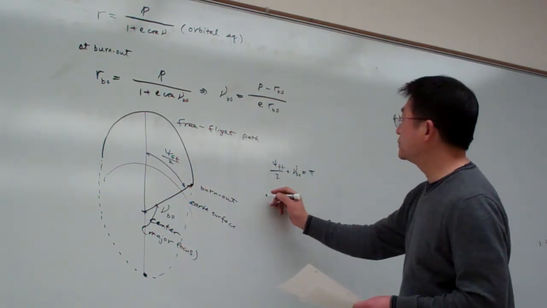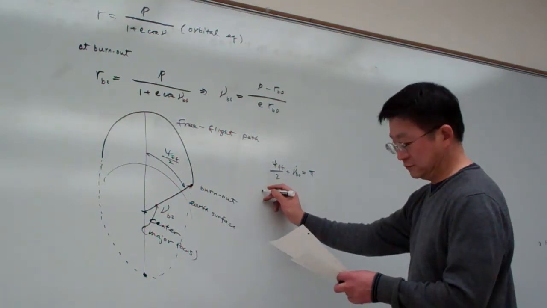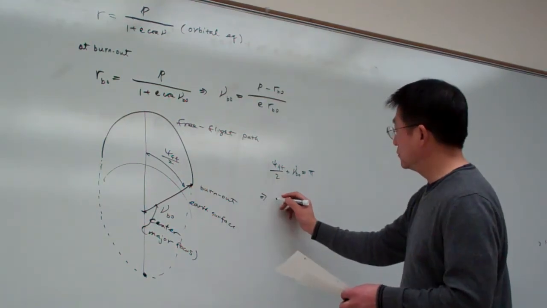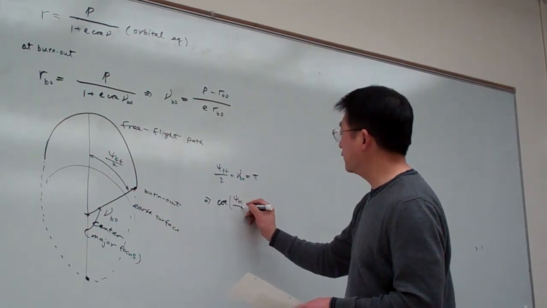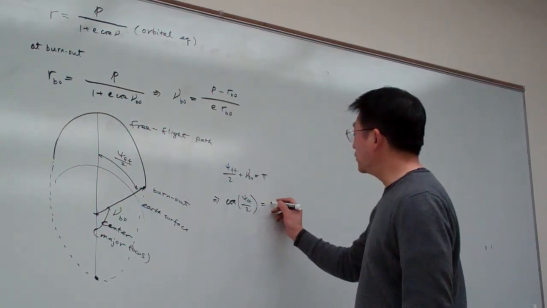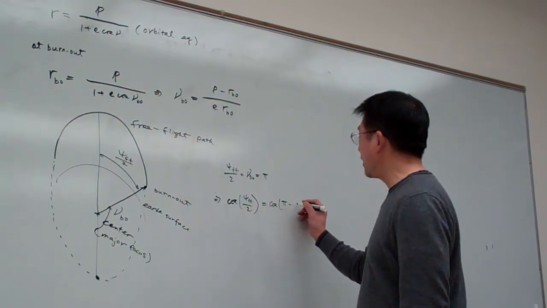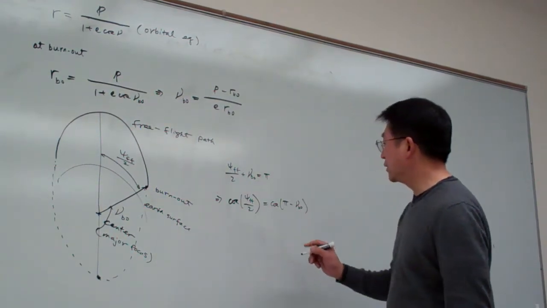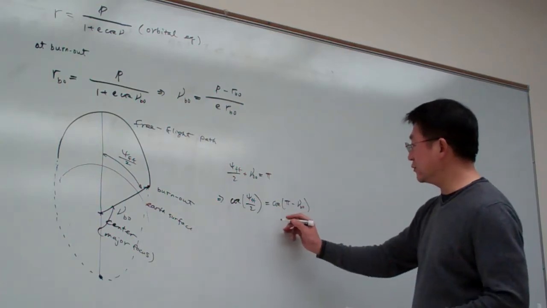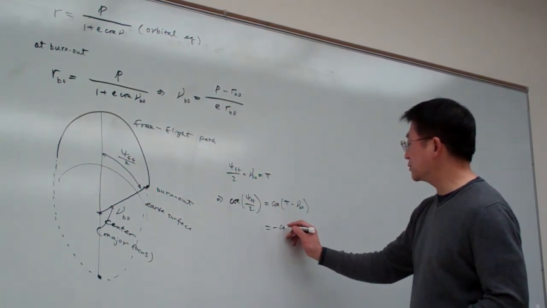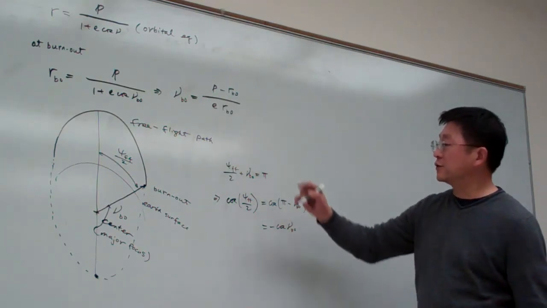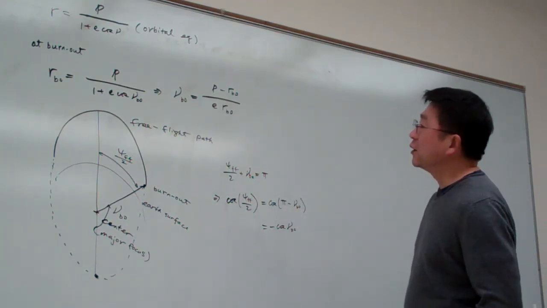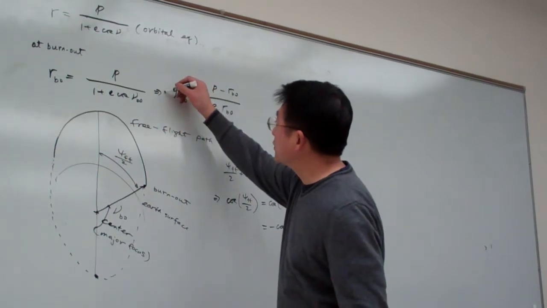Therefore, cosine of phi FF divided by 2 will be equal to cosine of pi minus nu BO, right? And this number is actually equal to minus cosine nu BO. Okay, and right now we can use this information here. Oh, I'm sorry, this is cosine.